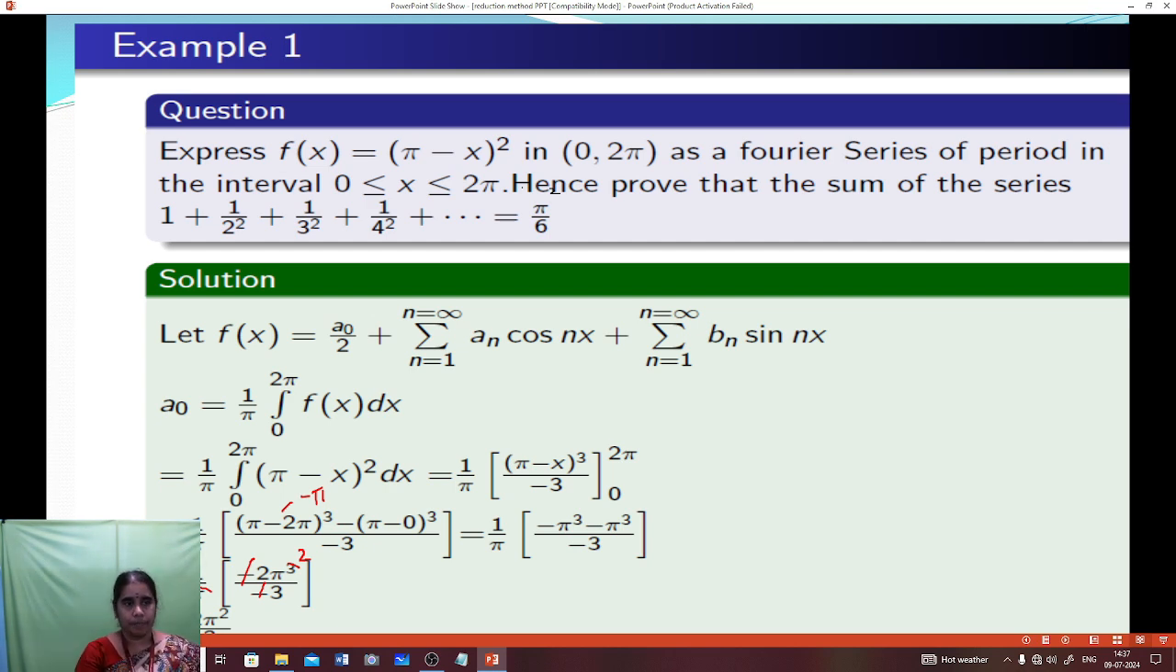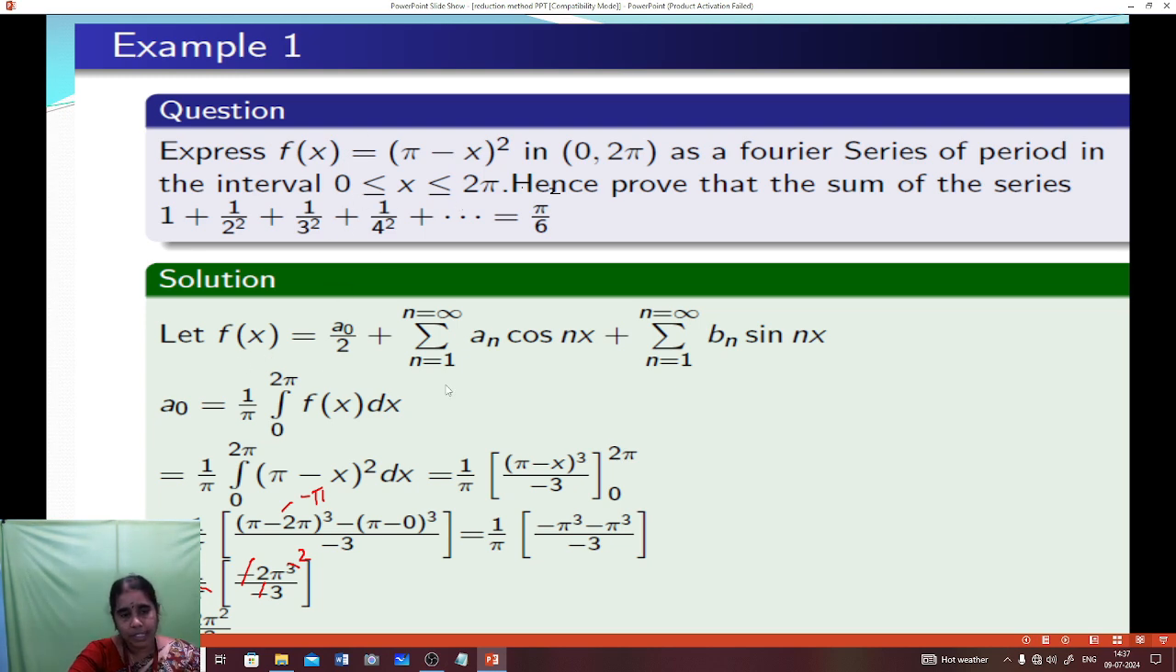Question number 1. Express the function f of x equal to (π minus x) the whole squared in the interval of 0 to 2π as a Fourier series. Hence, prove that the sum of the series is this much. We are going to prove this. Okay. This is a Fourier series of type 1, which means of the interval 0 to 2π. So, first we have to find the series and then we have to reduce this function.